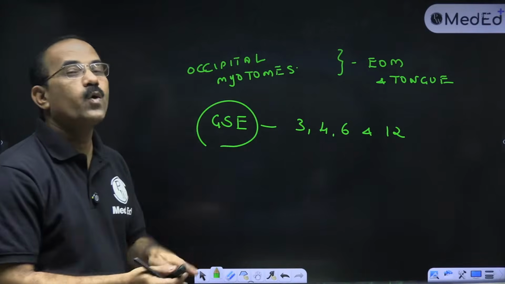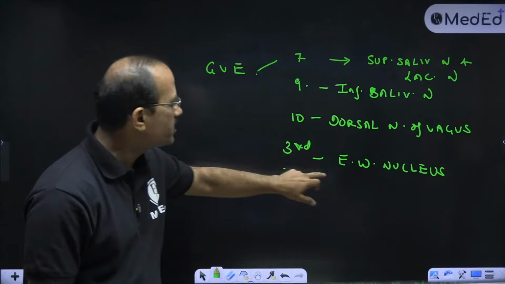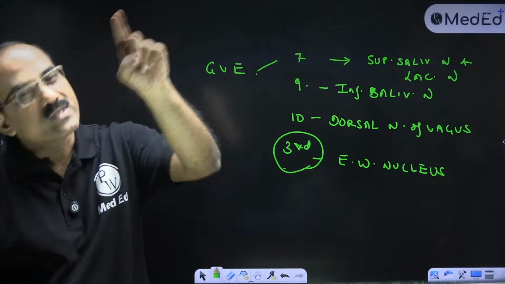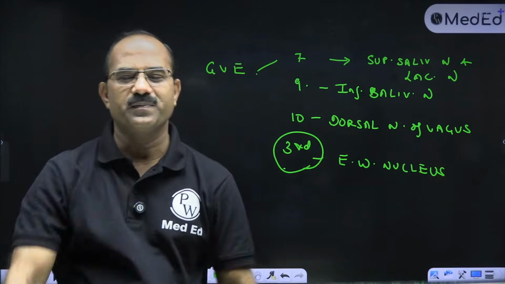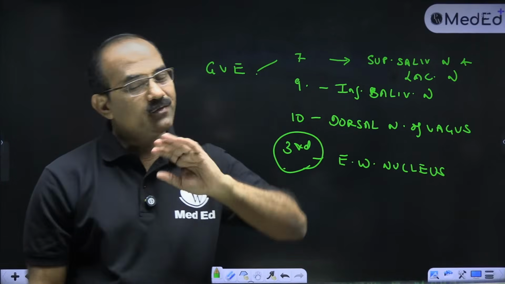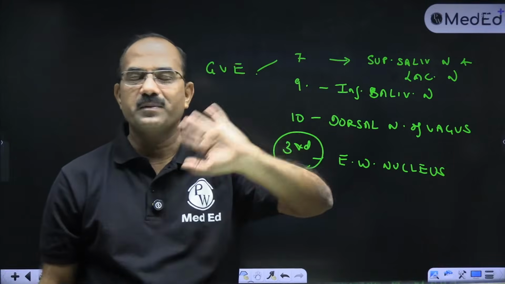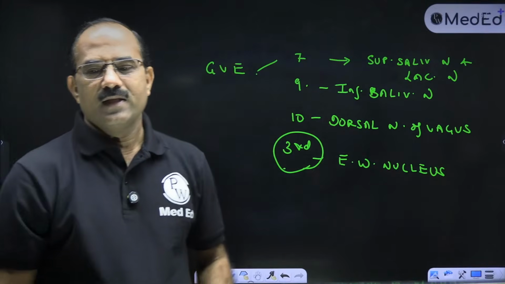The third nerve also supplies what? It also supplies the sphincter pupillae and ciliaris. So its nucleus is the Edinger-Westphal nucleus. That's how you're going to correlate. If you understand this now, it's beautiful. It's very nice. Okay?